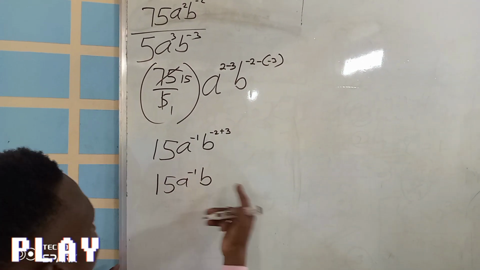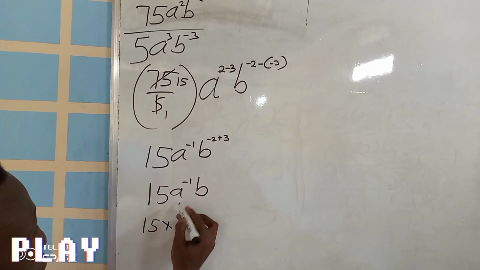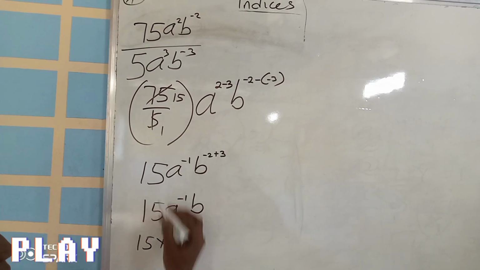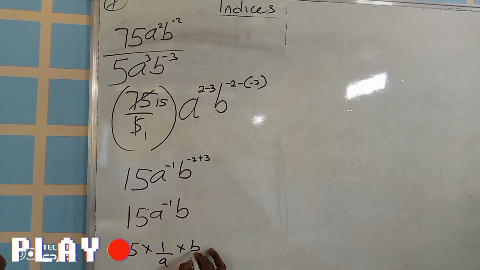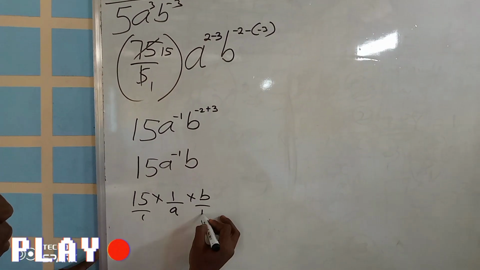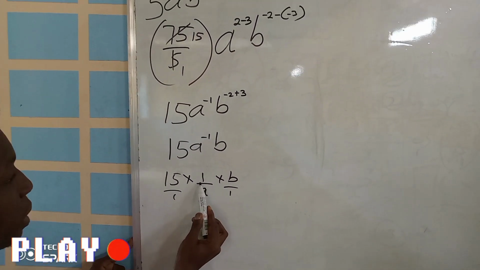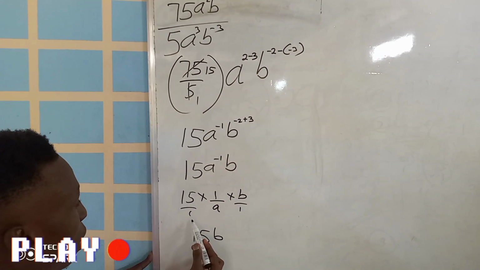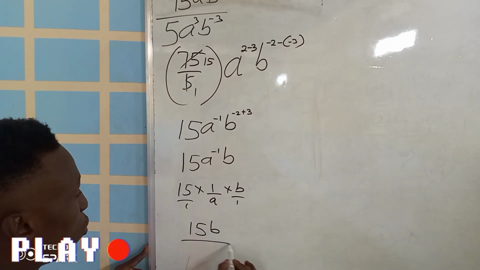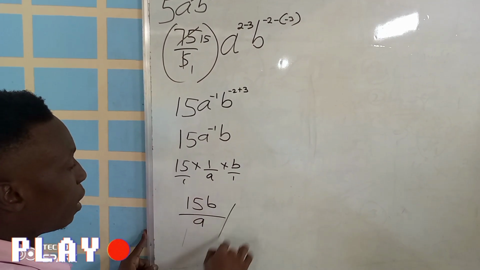If you want to expand this, that should give us 15 times a to the power minus 1, which by the inverse law is 1 over a, then times b over 1. So 15 times 1 times b will give us 15b, then 1 times a will give us a. So our answer is 15b all over a.